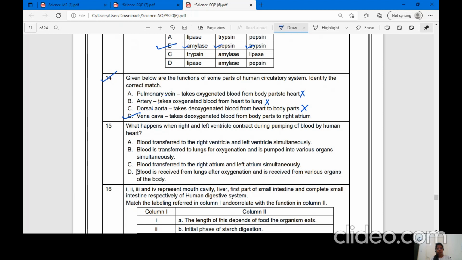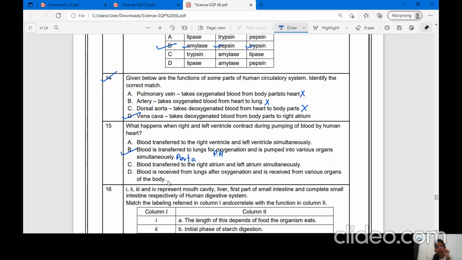Okay, question number 15. What happens when right and left ventricle contract? When ventricles contract, blood will go to the respective blood vessels. What are the blood vessels? Aorta and pulmonary artery. So the answer is blood is transferred to lungs for oxygenation and it is pumped into various organs. Blood is transferred to lungs through pulmonary artery and pumped to various organs through aorta.